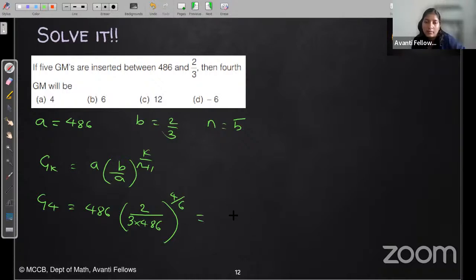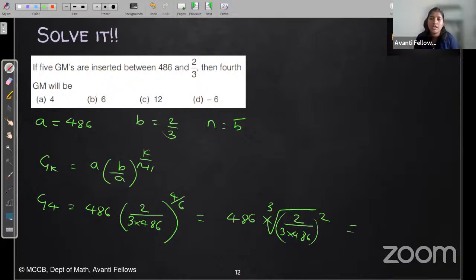So it's going to be 486 into (4 by 6, which is nothing but 2 by 3), its square and cube root. So this is going to be the cube root and square of these numbers. Correct? 2 by 3 into 486, whatever we get, the square of this number. Now just compute this value. You will get the value of G4. Okay? Quickly solve it.